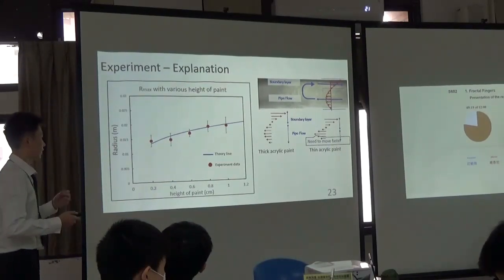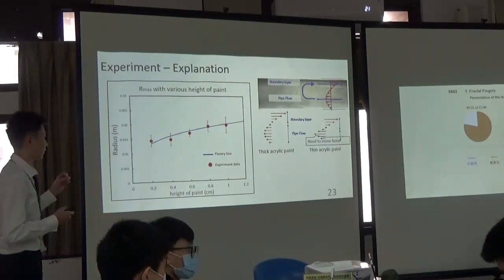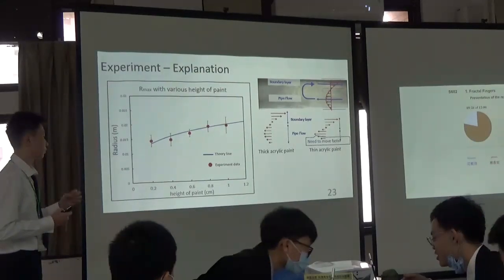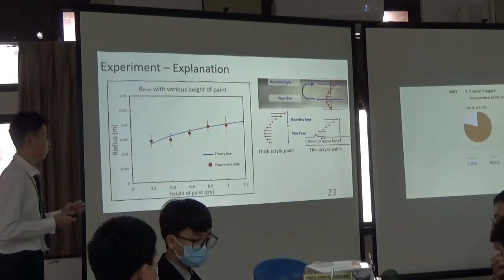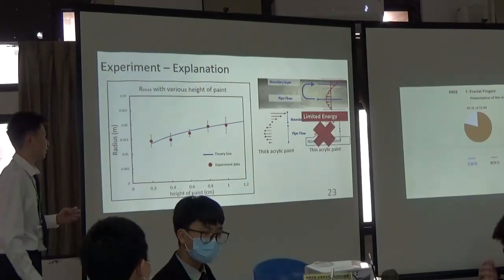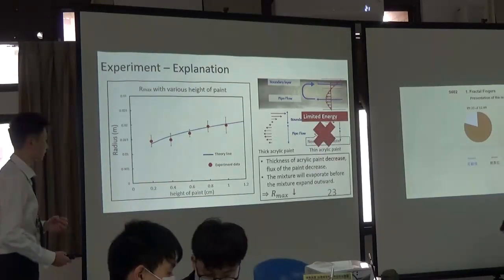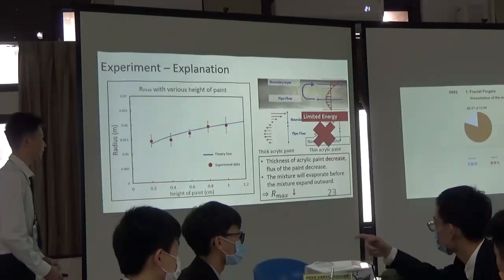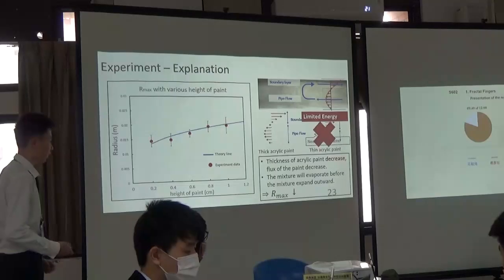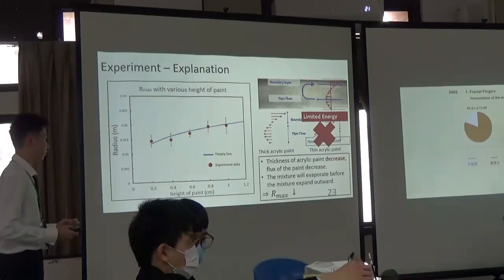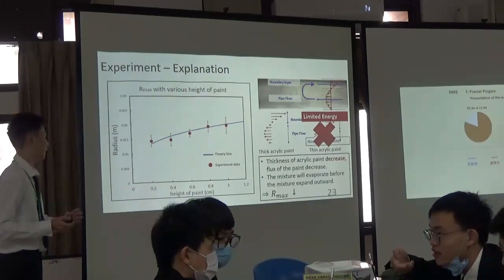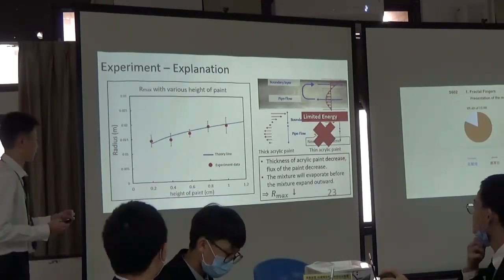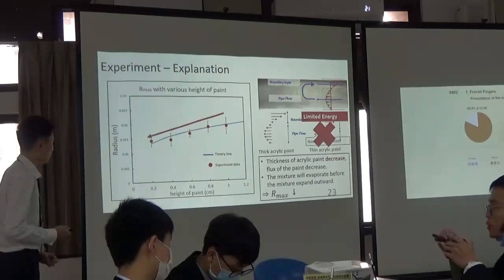And with a thinner acrylic paint, it will need to move faster to compensate the boundary layer. But since the energy is limited, the flux of the paint will decrease when the thickness of acrylic paint decreases, so the mixture will evaporate before it expands outward to a greater extent. So the maximum radius will decrease when the thickness of acrylic paint decreases.